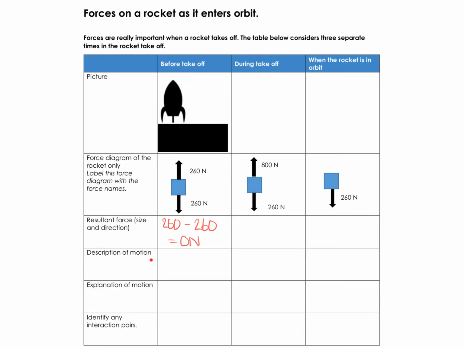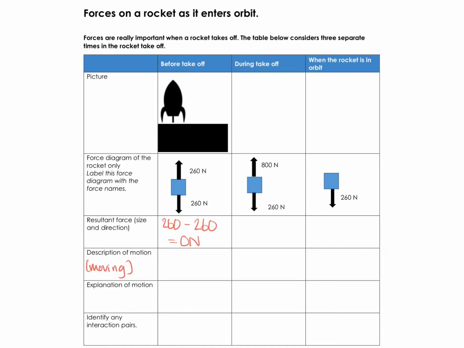Description of motion. Motion just means movement. So can you describe for each of these how the rocket is moving in each case? For this one, how is the rocket moving in this diagram? This is before takeoff. In this box, you describe how the rocket is moving during takeoff based on the image that you've put here. And in this box, you say how the rocket is moving when it's in orbit, and you just describe it as best you can, using as many keywords as possible.